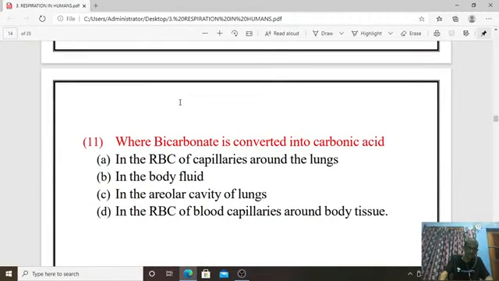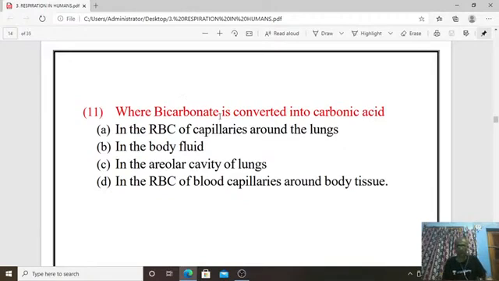Next question. Where is bicarbonate converted into carbonic acid? It is in the RBC of capillaries around the lungs. In the RBC of capillaries around the lungs, we can observe that bicarbonate is converted into carbonic acid under carbon dioxide transport. So the answer is A for the 11th one.